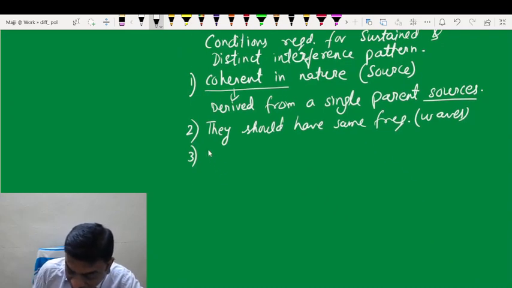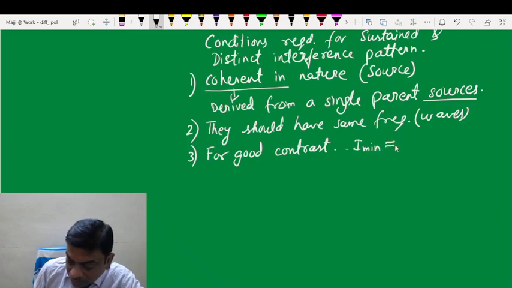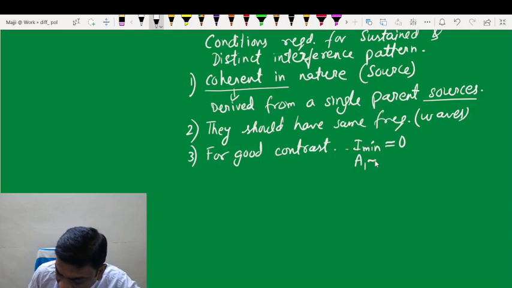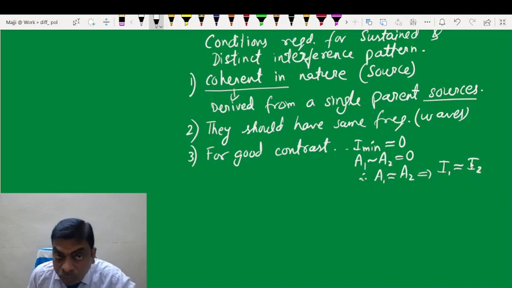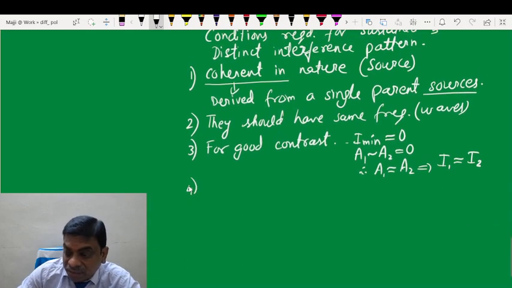Then you can see, for good contrast, as seen on the interference pattern on the screen, the minimum intensity should be 0, so that there is a good contrast between bright and dark fringes. If dark is perfectly 0, then a1 minus a2 should be 0. In other words, a1 should be approximately a2, or I1 should be approximately I2. That is, the intensities or the amplitudes due to both the slits should be same. So you'll get a good contrast in the interference pattern.